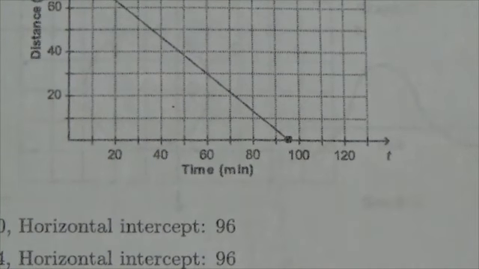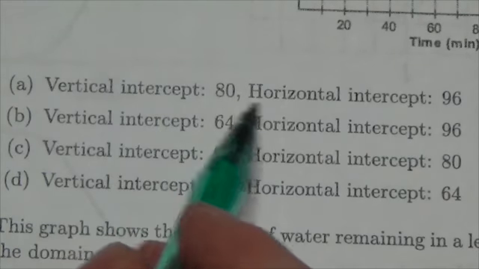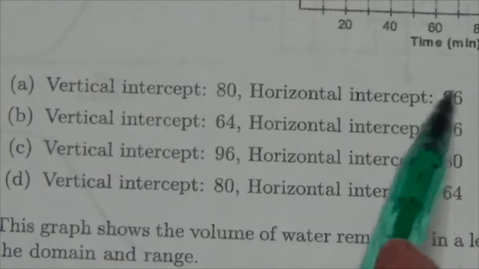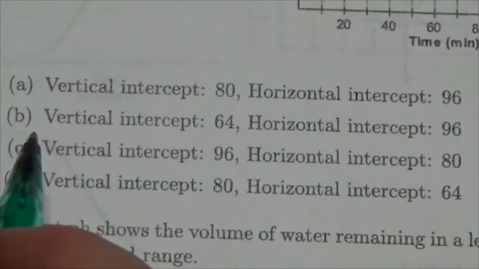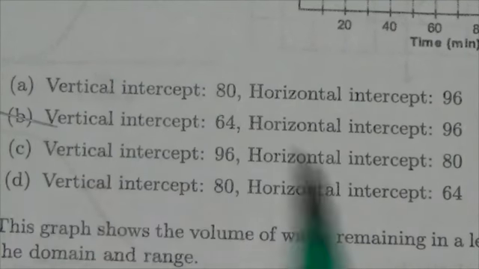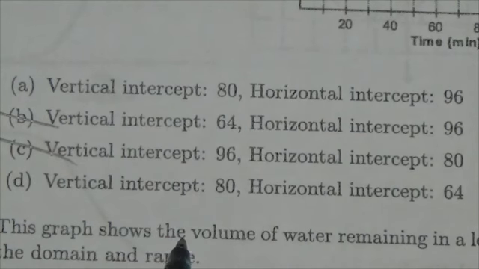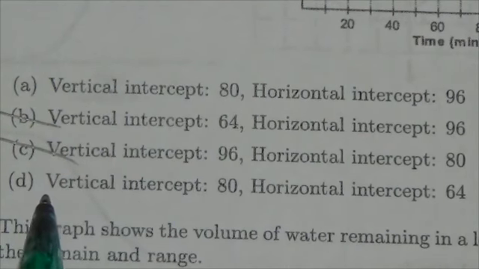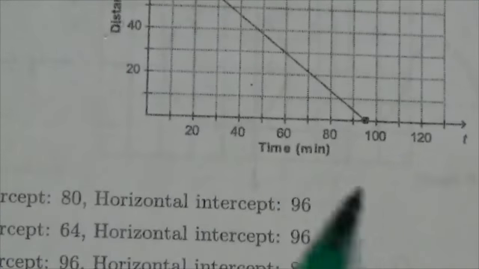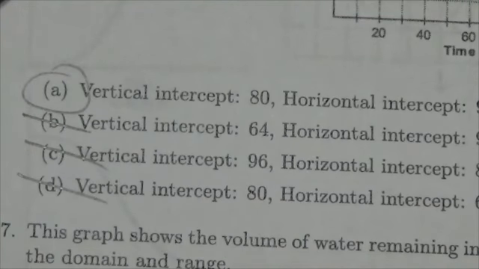Okay, so let's take a quick look at our options here. Vertical intercept is 80, horizontal intercept is 96. Well, maybe we got that wrong when we interpreted that, and it could be 96. Vertical intercept is 64? Well, that's definitely not true. Vertical intercept is 96? That's not true. The vertical intercept is 80. That's true, we already knew that. Horizontal intercept is 64? Nah. So it has to be A. That has to be the one that we were looking at there.